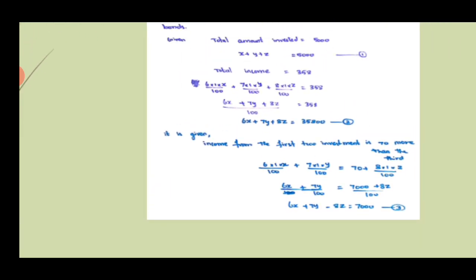And in addition to this, they have given a hint in the question. It is given the income from the first two investments. Income from means the interest obtained from the first two amounts is 70 more than the third. Okay, let's see. The income from the first two means the first amount's income, that we have already seen: 6 into 1 into x by 100 plus 7 into 1 into y by 100 is equal to 70 more than the third, means 70 plus the third amount, that is 8 into 1 into z.